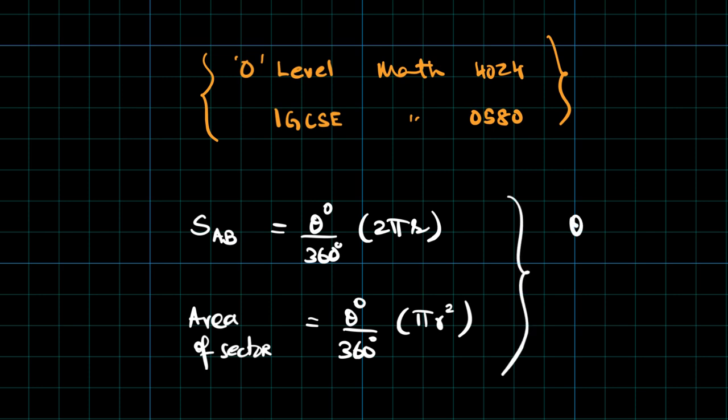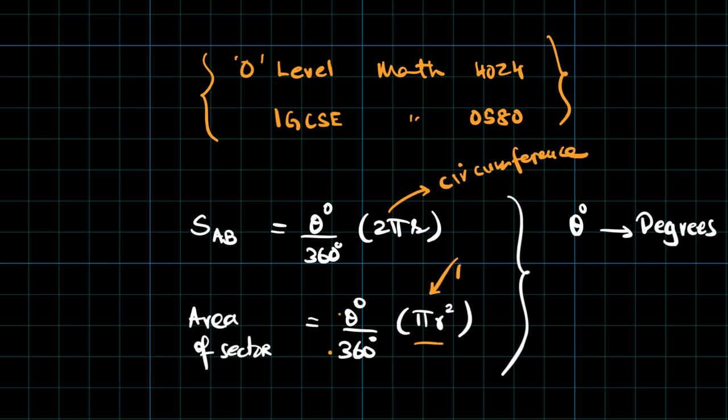Now in both these formulas, the angle theta is in degrees, and the ratio of theta to 360 multiplying with circumference gives you the arc length. So this over here, that is the circumference of the circle, and theta over 360 multiplying with area of circle, that gives us area of the sector.